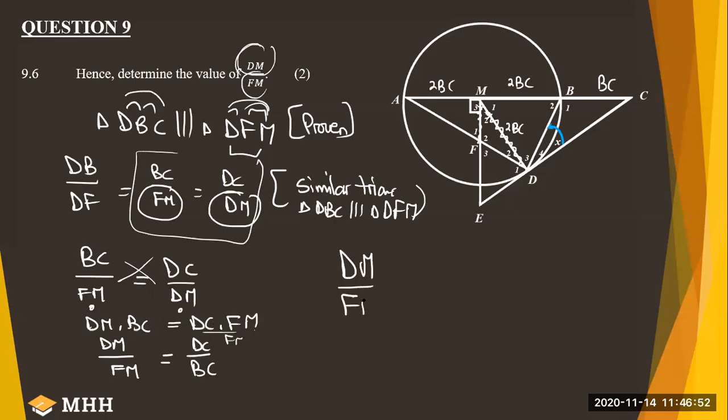And you sub in what you just worked out previously. DC, we just worked out. What was DC? We worked it out.